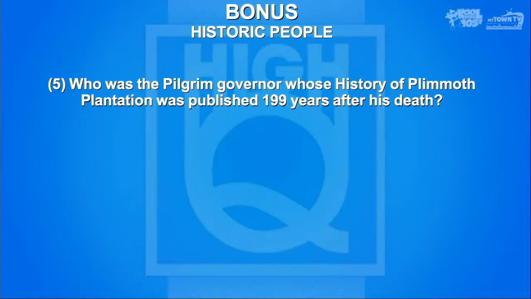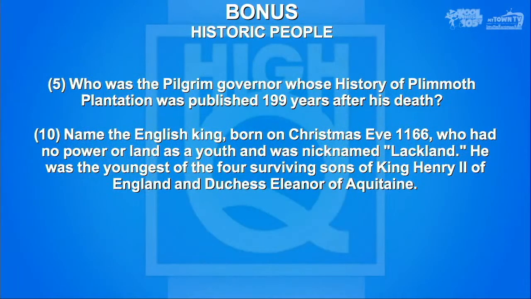And I have our bonus on historic people for you for 5 points. Who was the Pilgrim governor whose history of Plymouth Plantation was published 199 years after his death? Bradford. Bradford is right. Another 5. Now, name the English king born on Christmas Eve, 1166, who had no power or land as a youth and was nicknamed Lackland. He was the youngest of 4 surviving sons of King Henry II of England and Duchess Eleanor of Aquitaine. Wenceslas? No. Minford? Henry V? No, it's King John. So we'll save that and go on to our final 15-10-5.